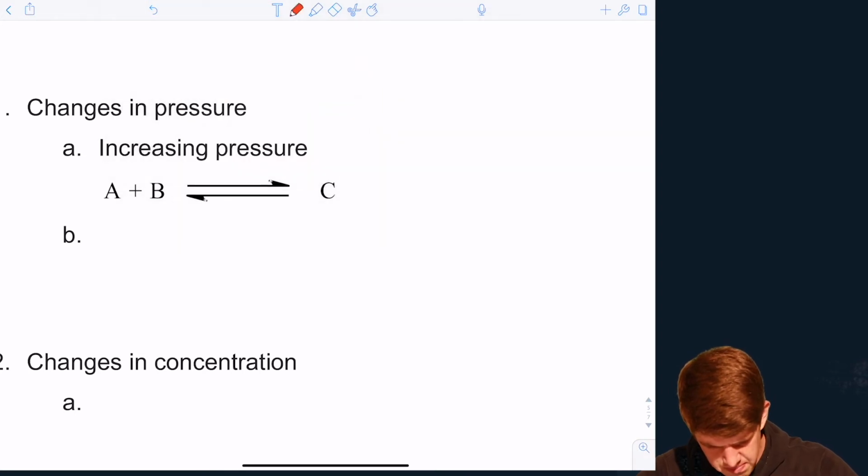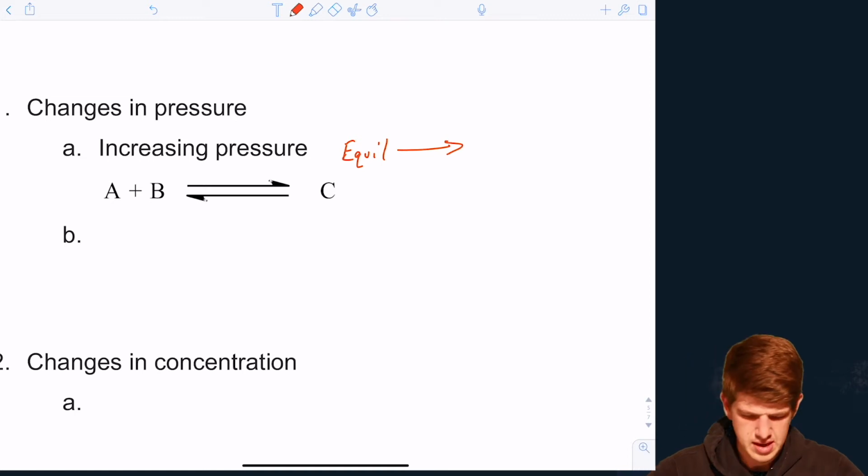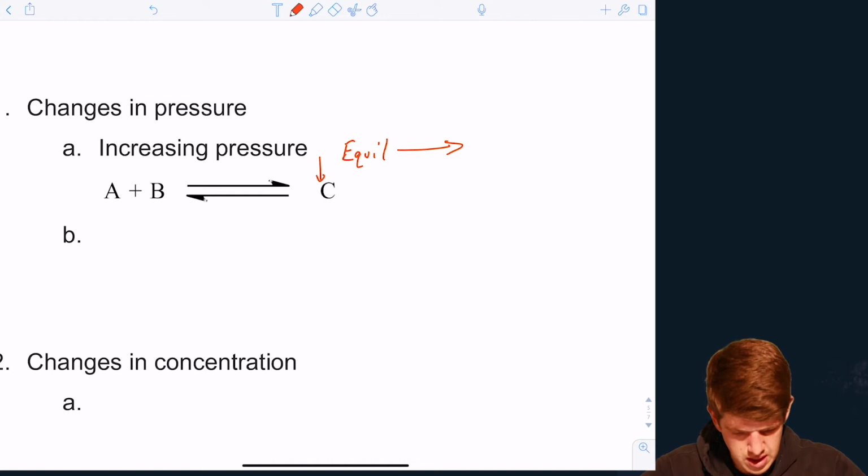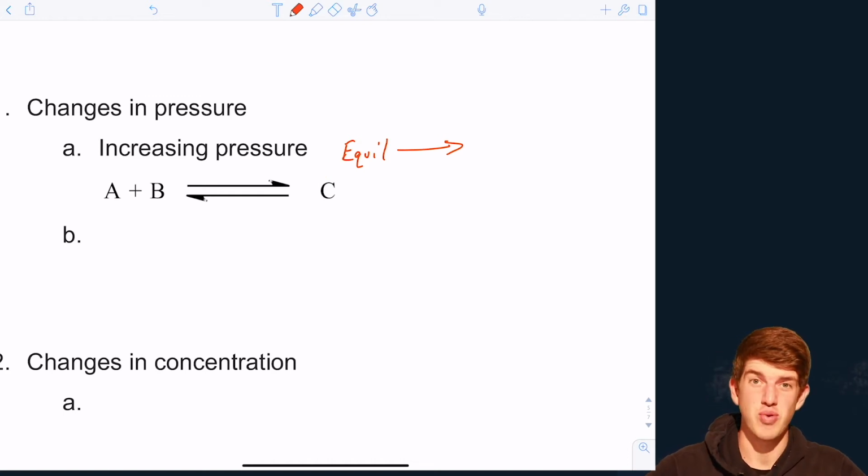My equilibrium will move to the right. I'll now favor having more of my products as a result of the increase of pressure.